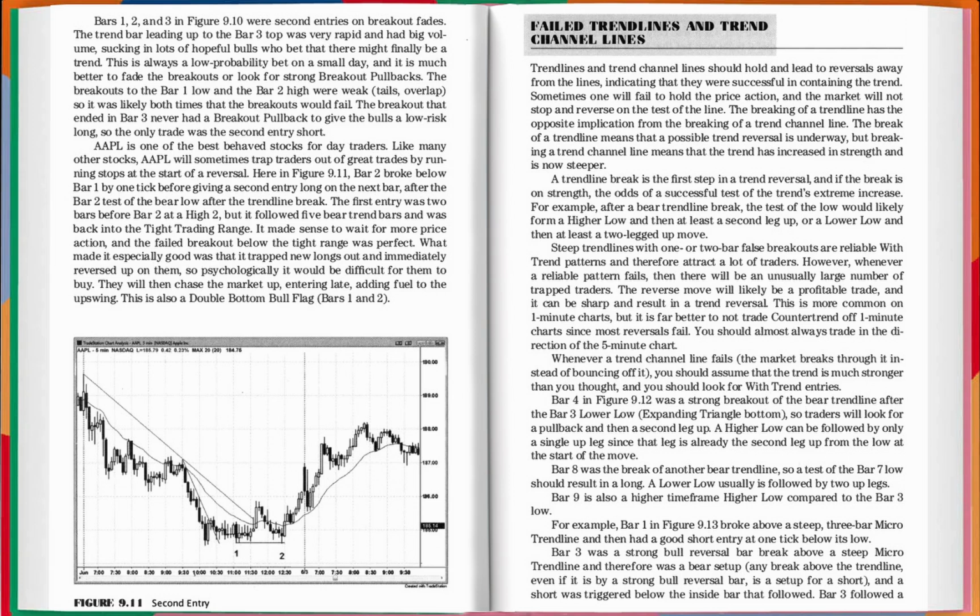Steep trend lines with 1 or 2 bar false breakouts are reliable with trend patterns and therefore attract a lot of traders. However, whenever a reliable pattern fails, then there will be an unusually large number of trapped traders. The reverse move will likely be a profitable trade, and it can be sharp and result in a trend reversal. This is more common on 1-minute charts, but it is far better to not trade countertrend off 1-minute charts since most reversals fail. You should almost always trade in the direction of the 5-minute chart.